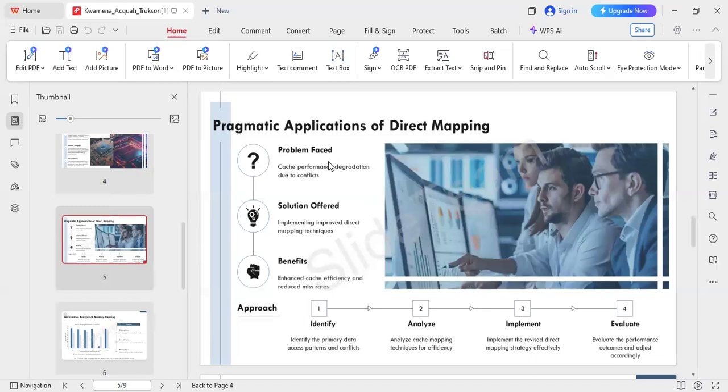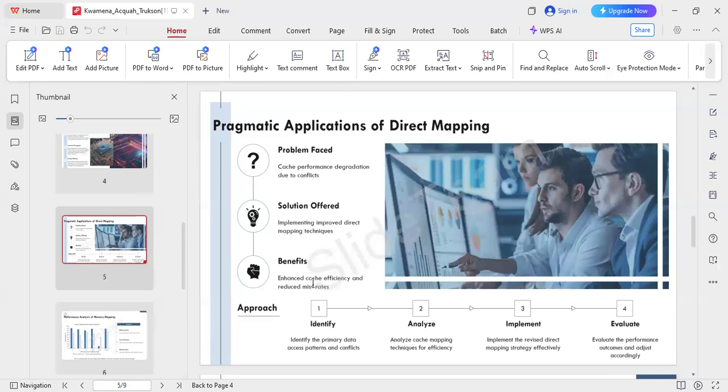So first, I spoke on the problem faced, cache performance degradation due to conflicts, as said earlier. And I spoke on the solution, implementing improved direct mapping techniques. And the benefits you are going to derive from it are enhanced cache efficiency and also reduced miss rates.